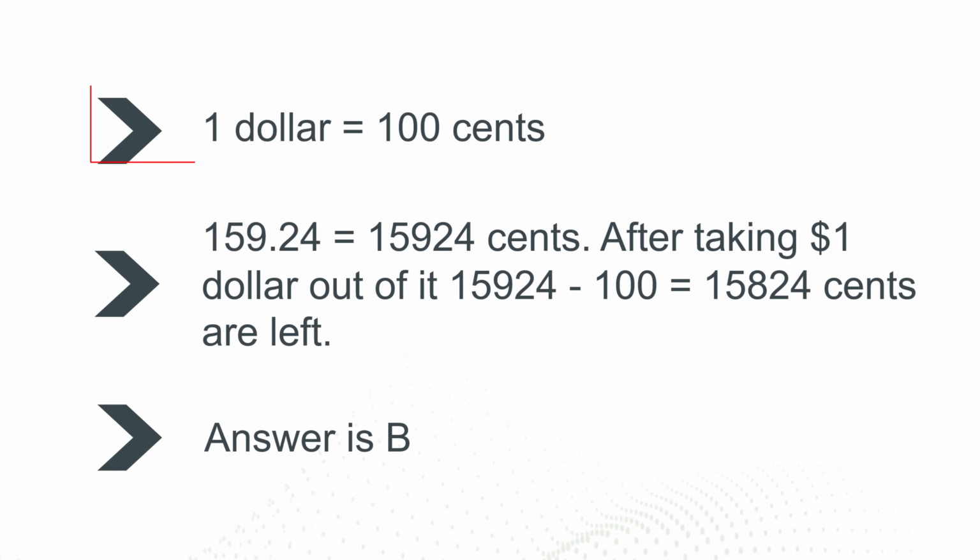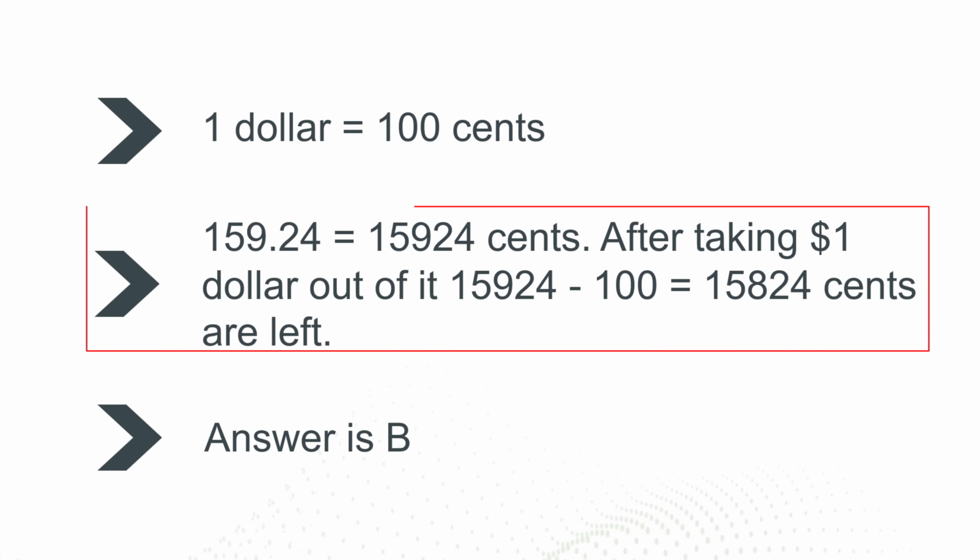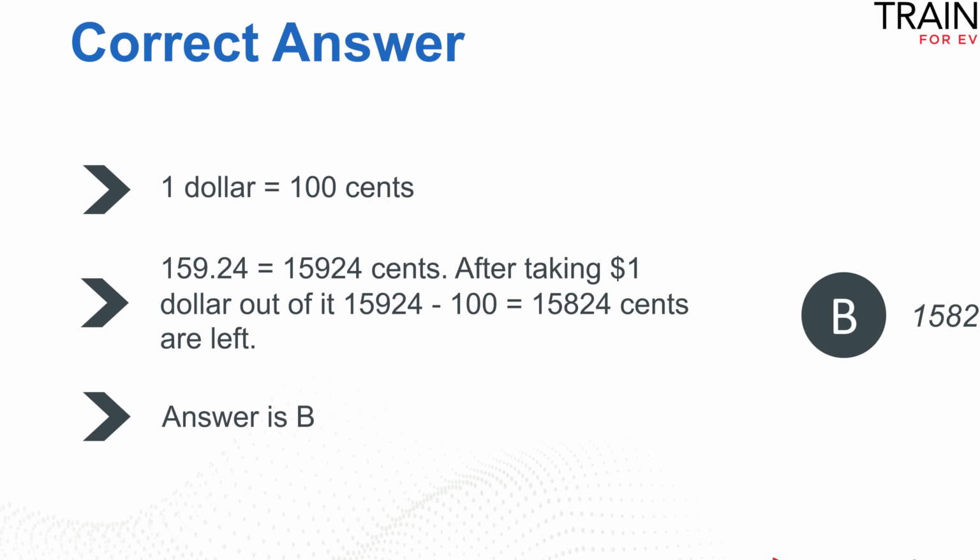The best way to answer it is to convert $1 into 100 cents, which means that $159.24 would be an equivalent of 15,924 cents. After taking $1 out of 15,924, we will get to 15,824 cents. So the correct choice here is B, 15,824.